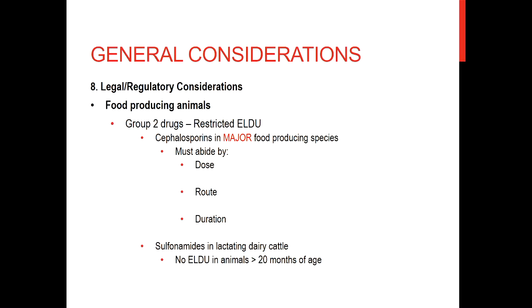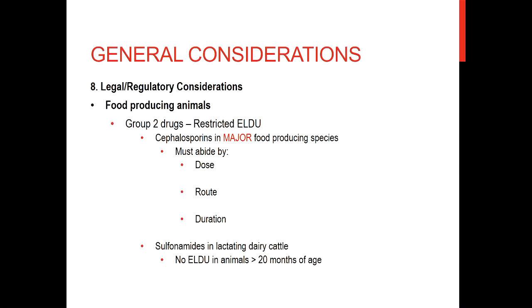There are drugs with restricted extra label drug use. So with the cephalosporins in major food producing species, so this does not apply to sheep and goats. In a sheep or a goat, I can take ceftiofur and squirt it down their back if I thought it was reasonable. No restriction on that. But in cattle, swine, and poultry, I have to abide by the dose, route, and duration of therapy. I cannot deviate from that. And then sulfonamide in lactating dairy cattle. I cannot use sulfonamides in dairy cattle that are older than 20 months of age.